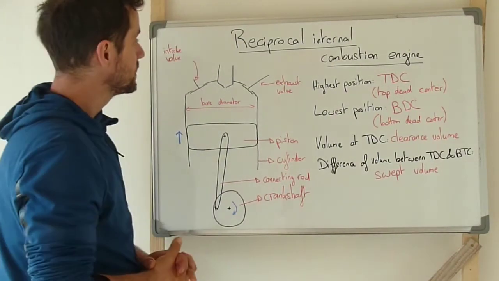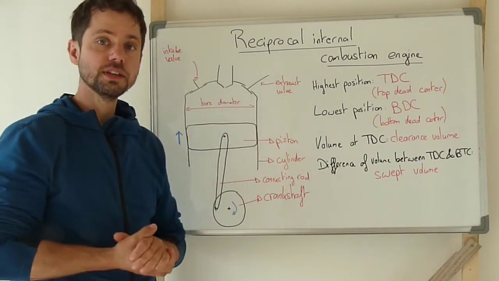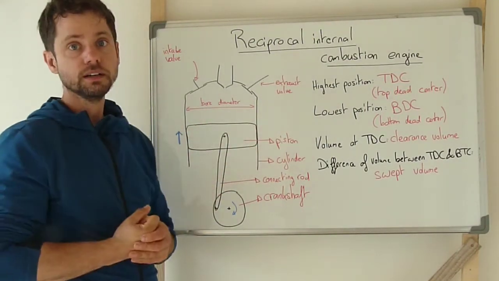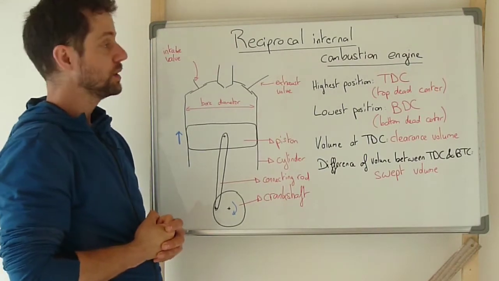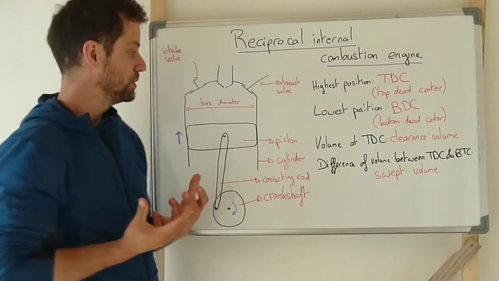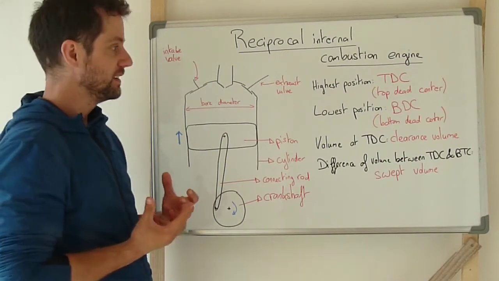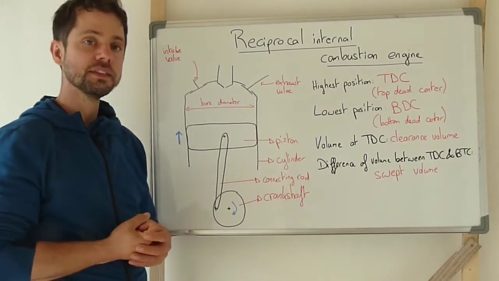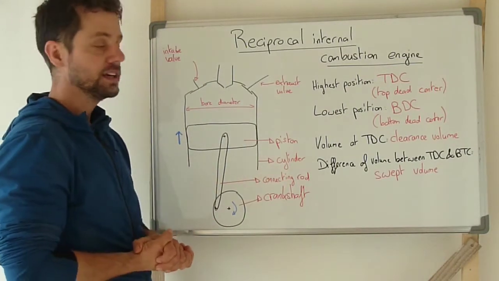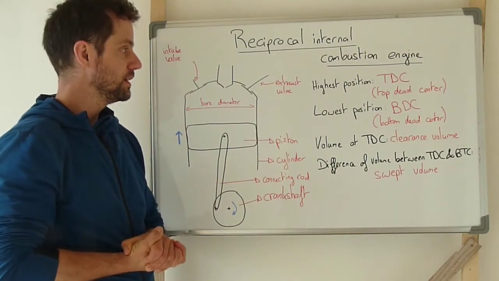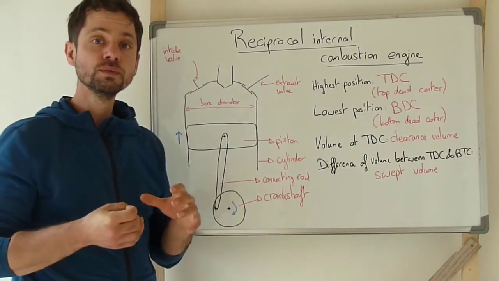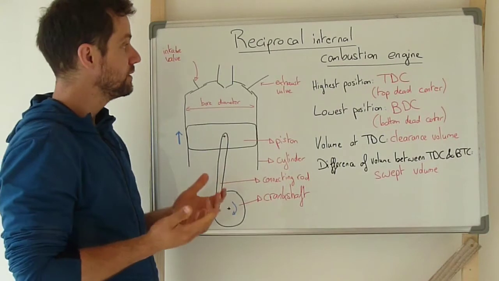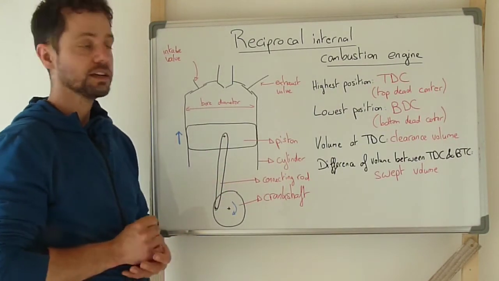So most of the reciprocal internal combustion engines are based on a piston-cylinder system. I will take a bit of time now to explain the different features of this kind of system, and then in the next videos we'll be looking at the two major cycles that can be developed with reciprocal internal combustion engines.